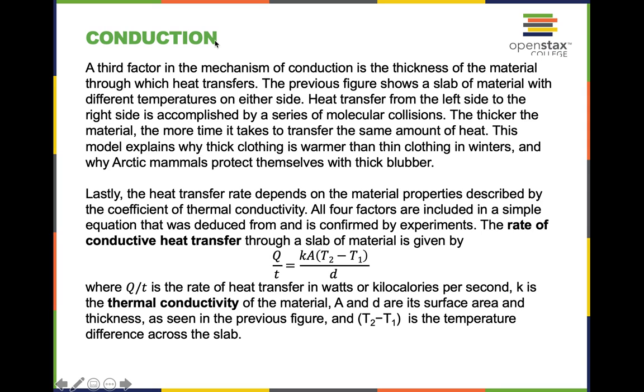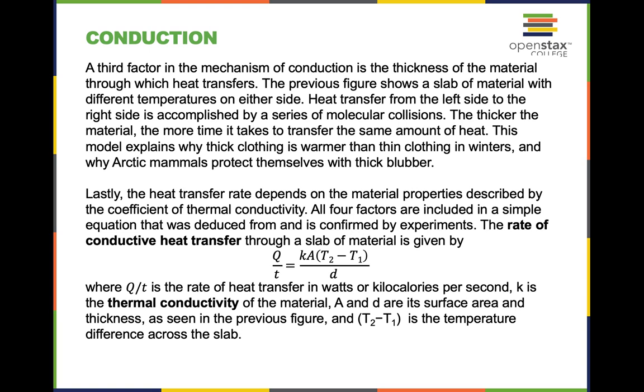A third factor in the mechanism of conduction is the thickness of the material through which heat transfers. The previous figure shows a slab of material with different temperatures on either side. Heat transfer from the left side to the right side is accomplished by a series of molecular collisions. The thicker the material, the more time it takes to transfer the same amount of heat. This model explains why thick clothing is warmer than thin clothing in the winters, and why Arctic mammals protect themselves with thick blubber.